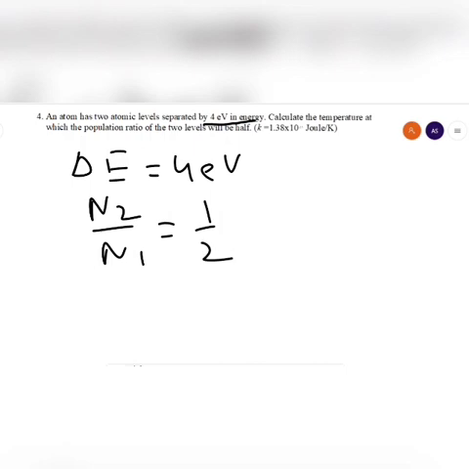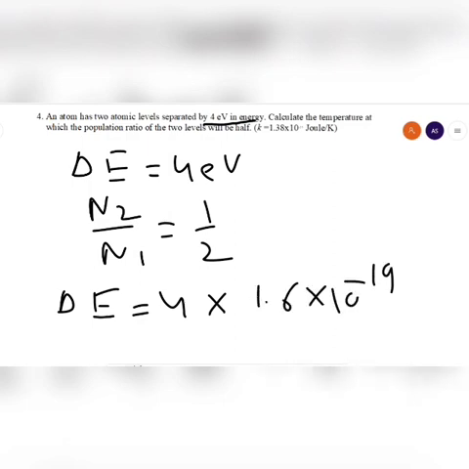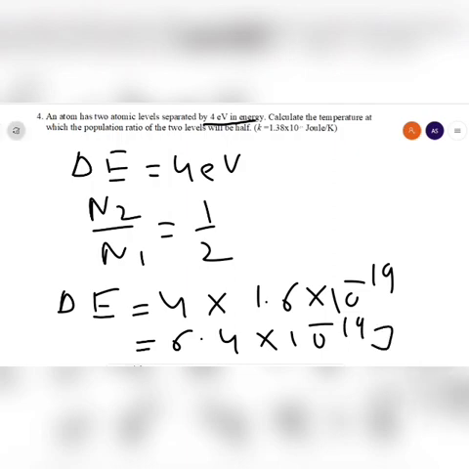It means that delta E is equal to 4 electron volt, and also given the population ratio, n2 by n1 is equal to half, and they want to calculate the temperature at that population ratio. First you will convert electron volt into joule. Now delta E is 4 into 1.6 into 10 to the power minus 19 joule. You will get the result 6.4 into 10 to the power minus 19 joule.